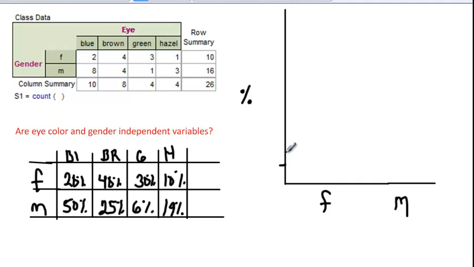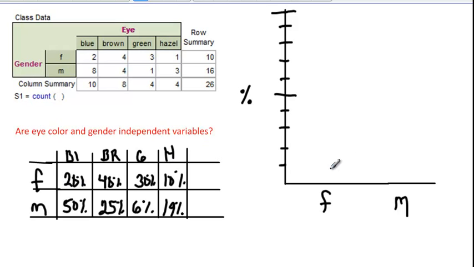Therefore, my relative frequency, I'm looking at the percentages. The percentages have to total 100%. So my y-axis should go up to 100%. So here's 50%, 60, 70, 80, 90, 100%. First we'll do our blue eye.